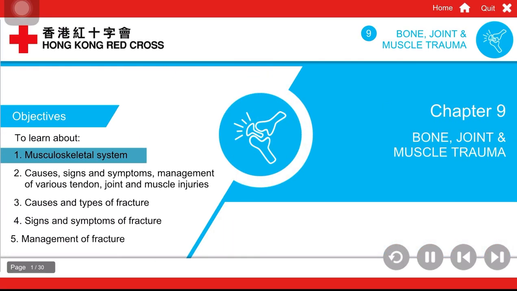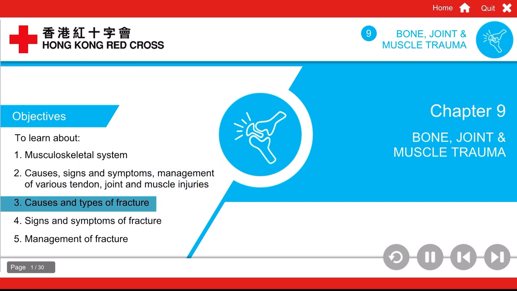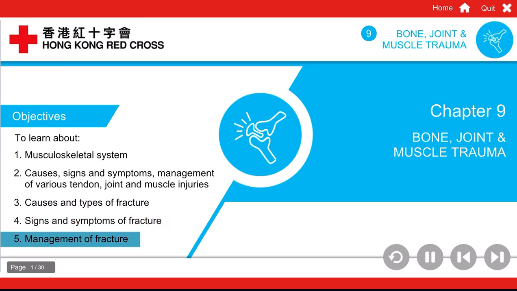In Chapter 9, Bone, Joint and Muscle Trauma, we'll talk about the causes, signs and symptoms, as well as the management of various tendon, joint and muscle injuries. We'll also learn about the causes, types, signs and symptoms and management of fracture.